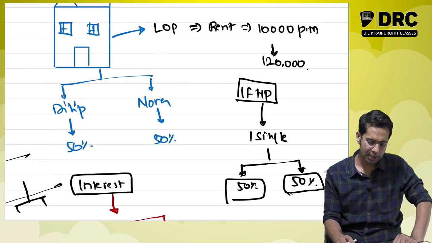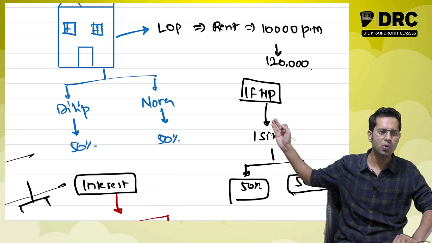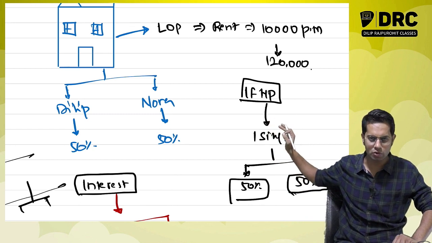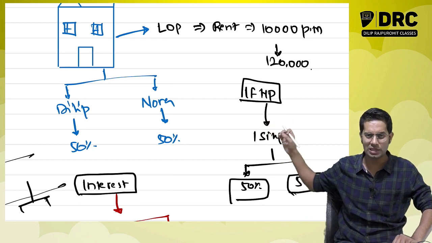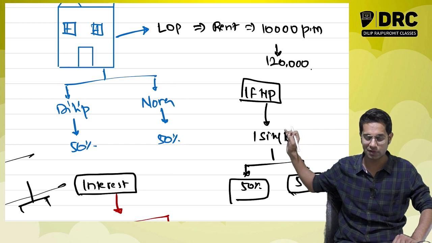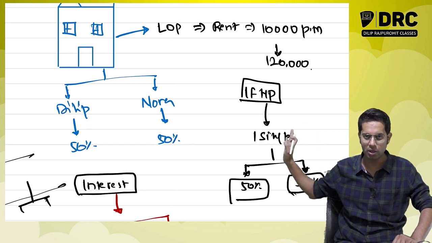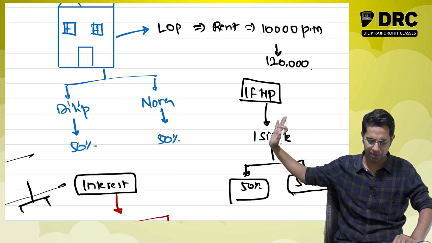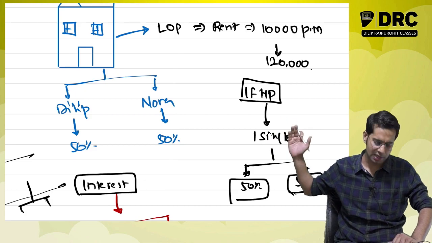In this particular case, I am required to compute the income from house property as if there is no co-owner. Whatever income from house property I get at the end, the final answer, I give that income in the ratio of ownership to Dilip as well as Nora.